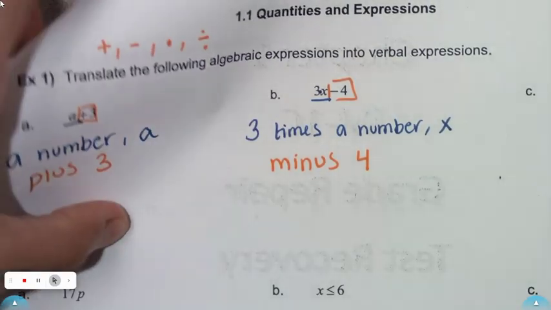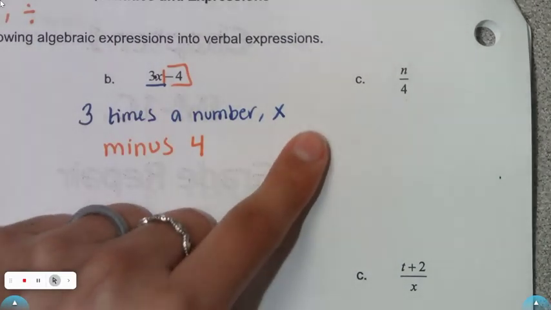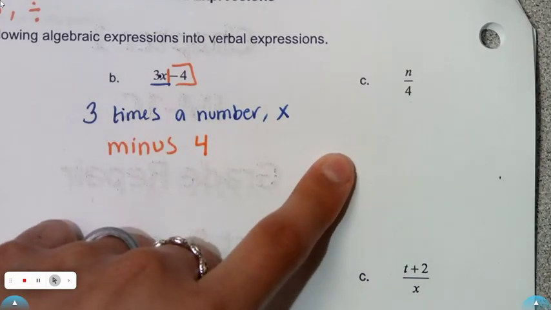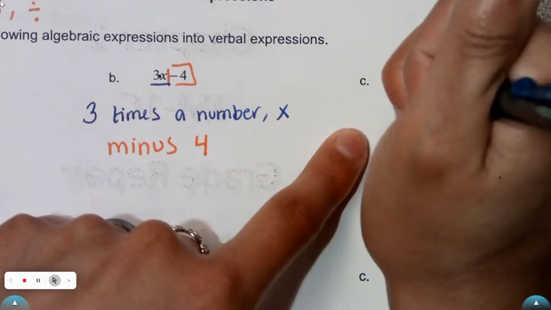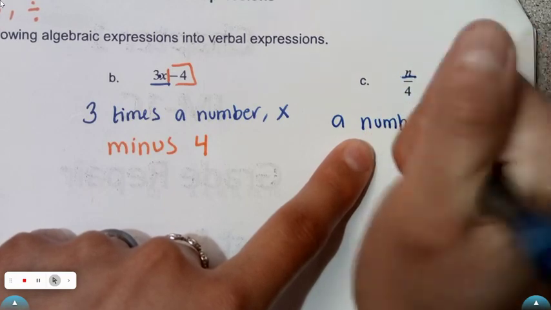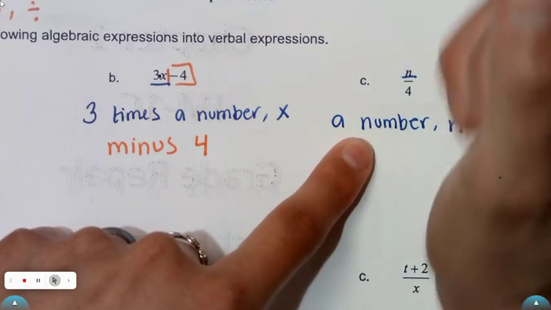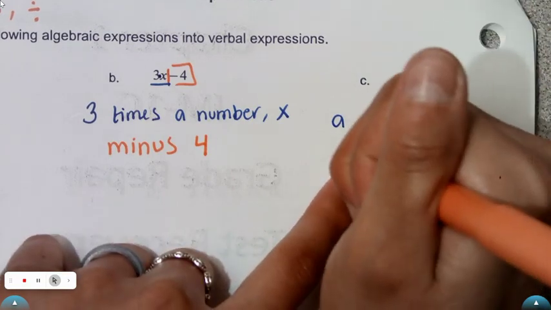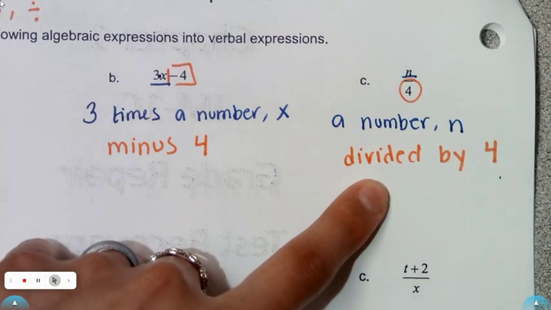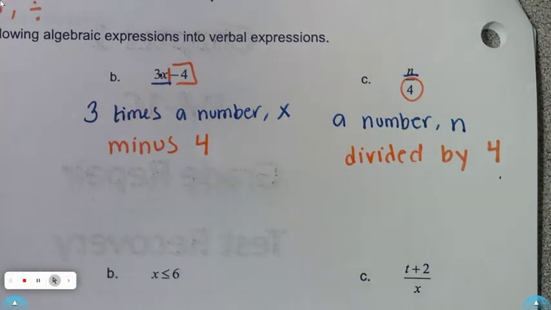All right, let's talk about letter C. So for letter C, you have n divided by 4, but I'm not going to say n. I'm going to say a number n. So this is what I'm focused on first. So a number n. And then the second part is this part right here. And then I'm going to say divided by 4. So I have the first part, which is n, and then I'm dividing it by 4. Okay, perfect. Now I have 3 more examples, and we're going to do those together.